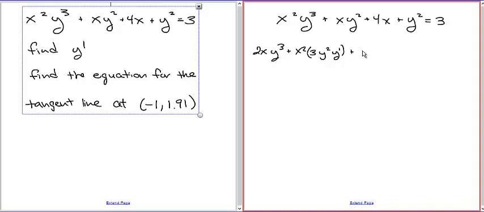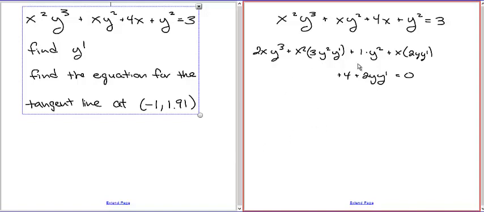Okay, next one. Derivative of x is 1, multiplied by the second. Derivative of the first times the second. Then we have the first times the derivative of the second, which is 2y, but we add y prime. Then the derivative of 4x is 4. The derivative of y squared is 2y y prime. And the derivative of 3 is 0.